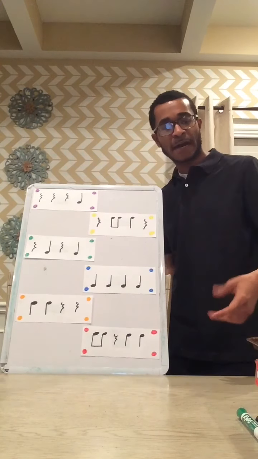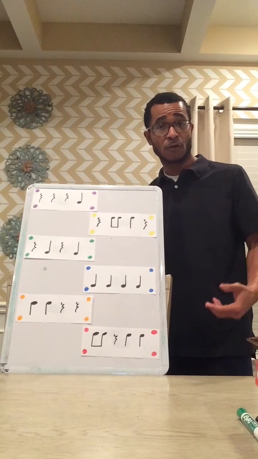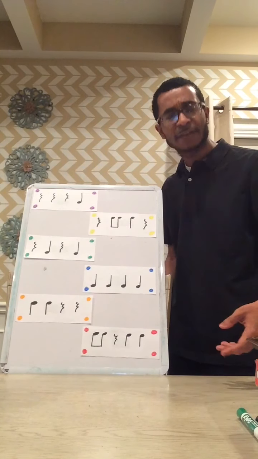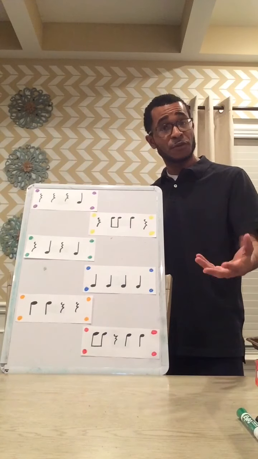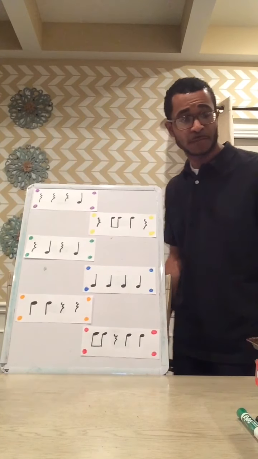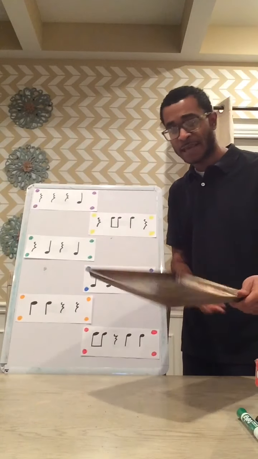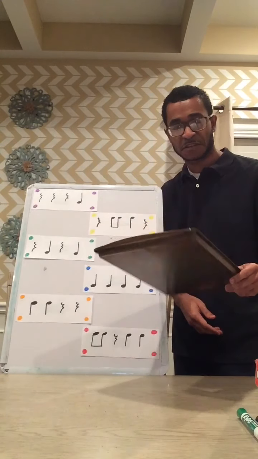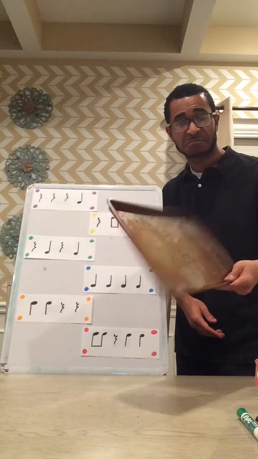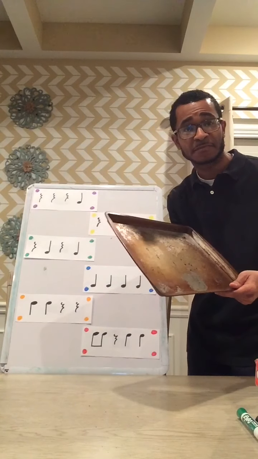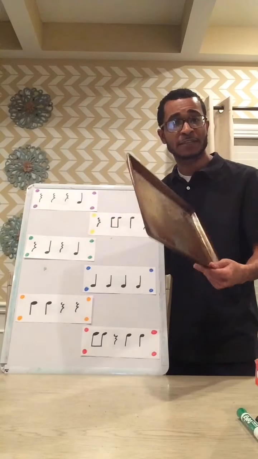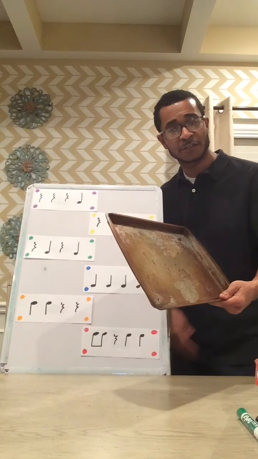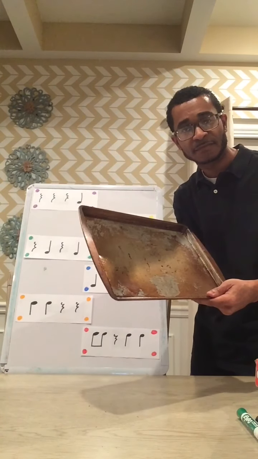So I found some items, boys and girls, around my home here that could possibly help you in giving a good example of what maybe you need to look for in your home. All right, I have a baking pan here. It's kind of burnt, but that's all right. This baking pan has its own distinct sound. Listen to it.